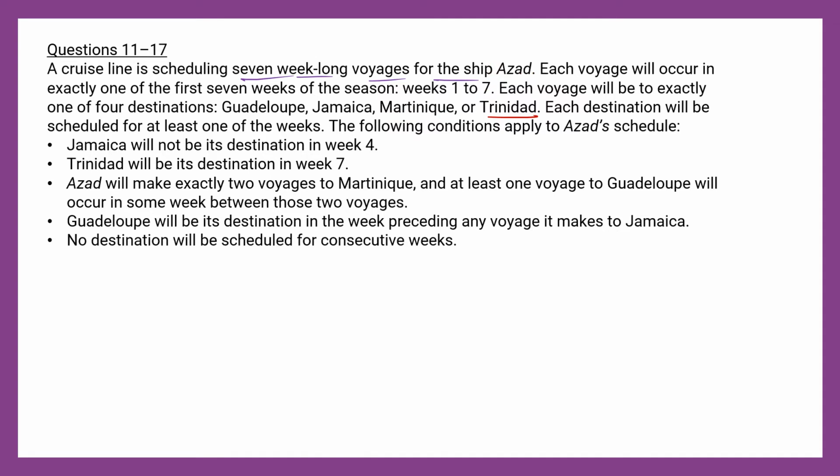Moving ahead, it says that each voyage will occur in exactly one of the first 7 weeks of the season, weeks 1 to 7. It says each voyage will be at exactly one of 4 destinations, okay? And it gives you 4 destinations. They're G, J, M, and T. You see, it wastes no time, okay? And then it says each destination will be scheduled for at least one of the weeks, okay? And then it says that the following rules, conditions apply to A's schedule.